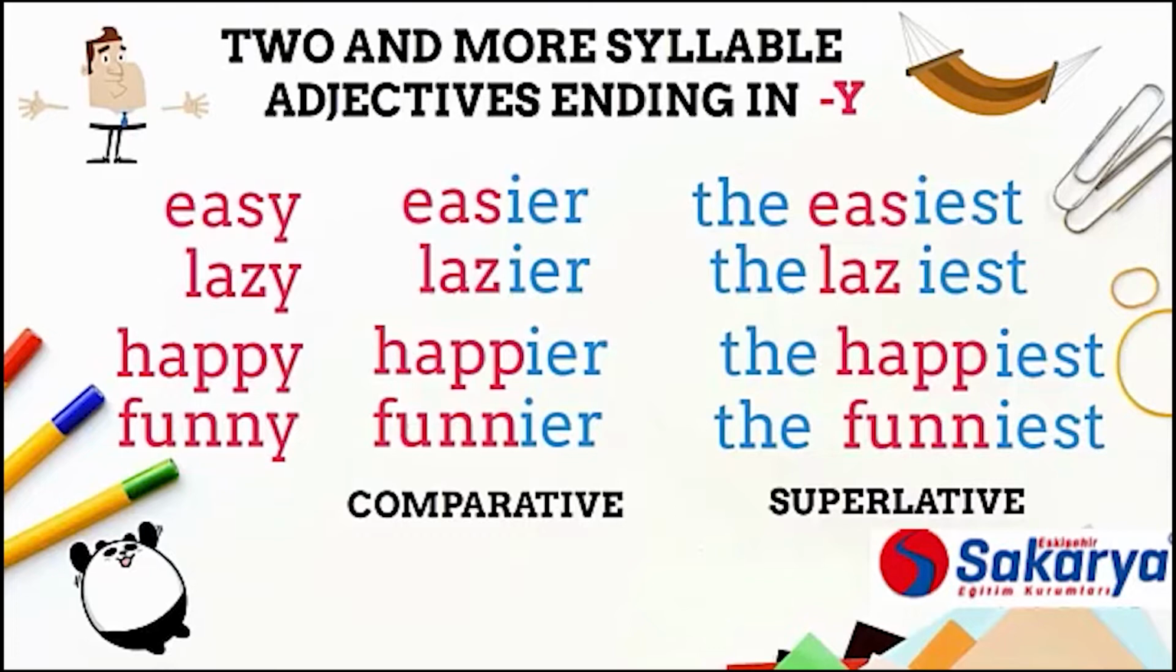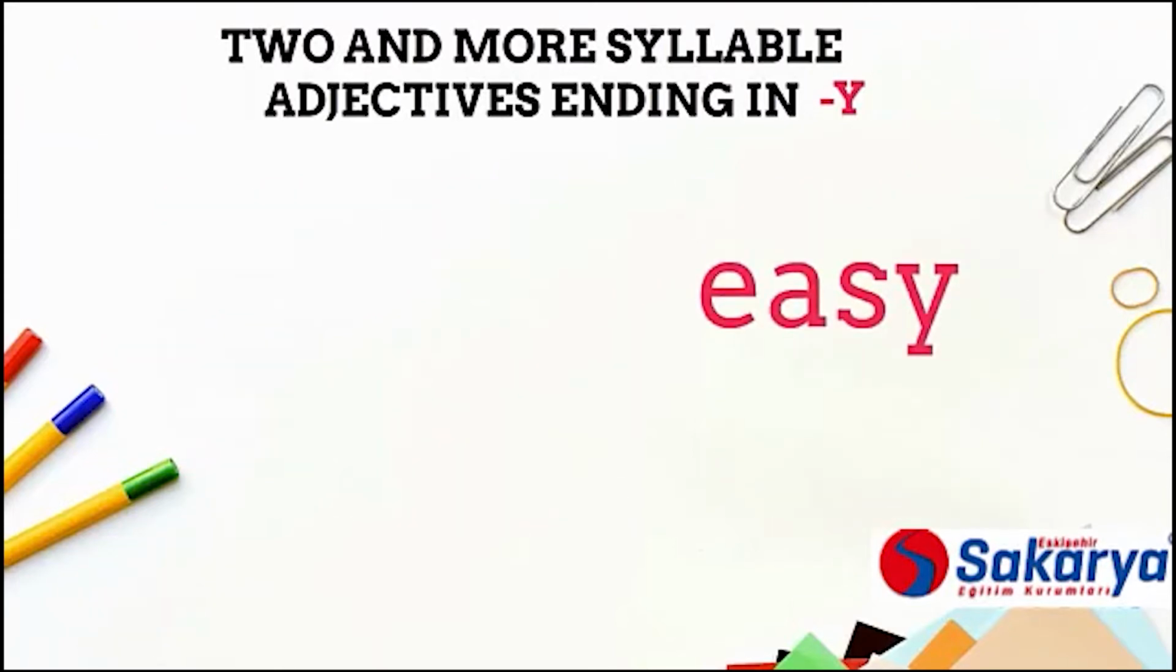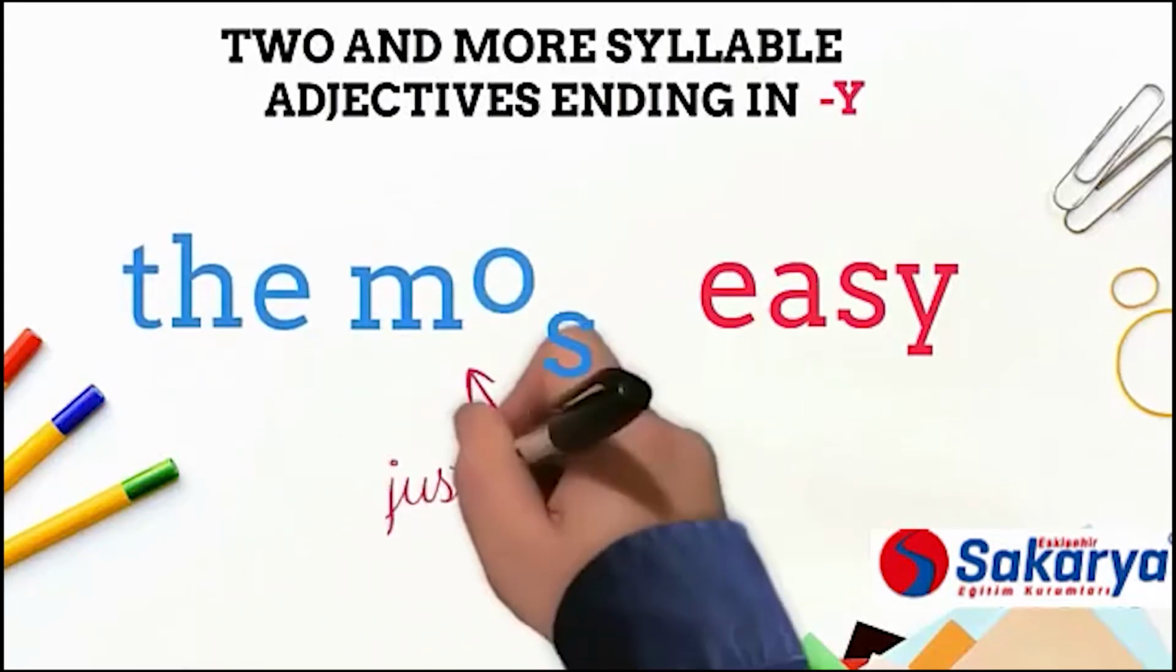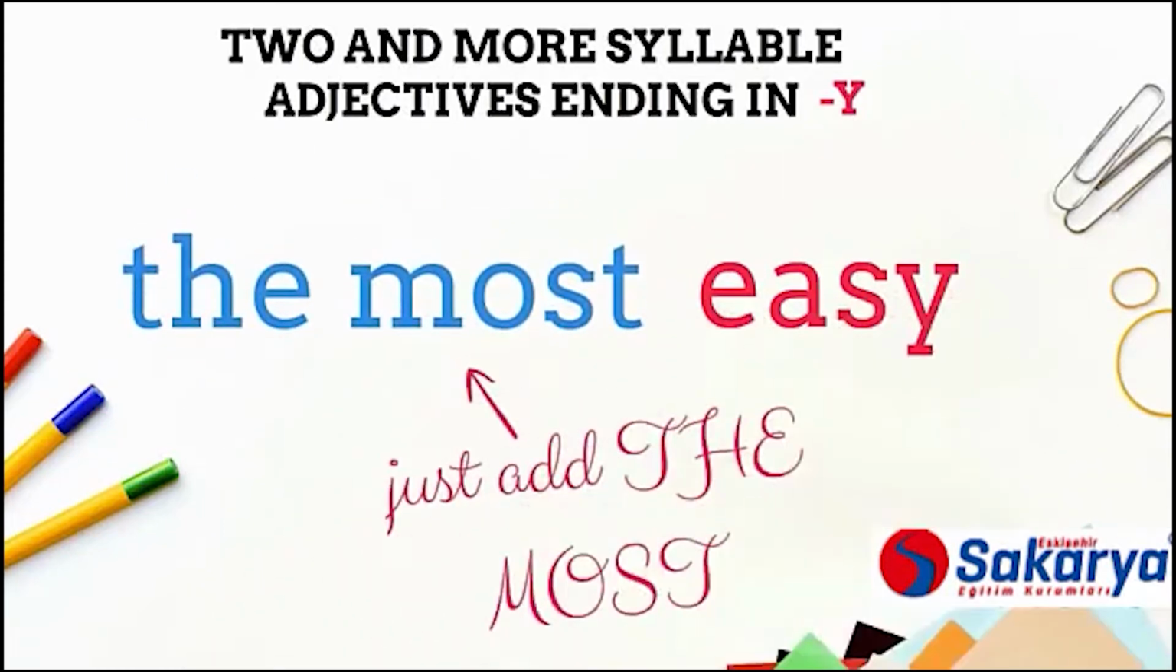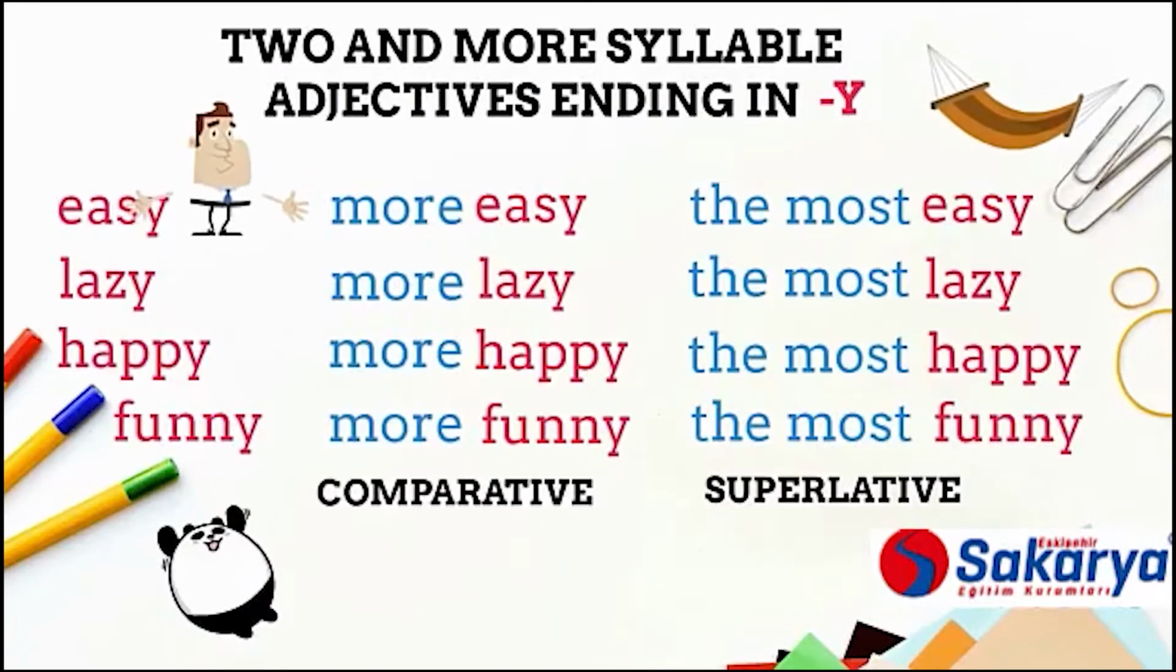Just remember, if it ends with y, we will change y to i and add est, and don't forget using the at the beginning. And actually we have another choice. If the adjective ends with y, you can use the most, by the way. You can use the most easy, or you can say the easiest. Both of them are correct because the adjective ends with y.